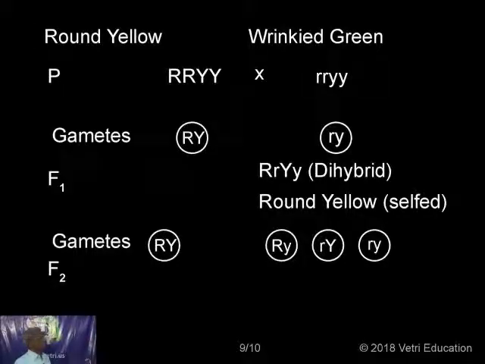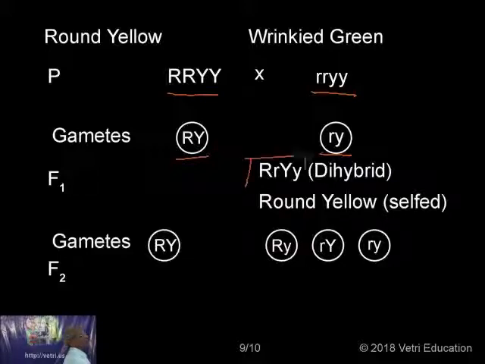See this yellow round, green wrinkled. When they are crossed, you get this yellow round, green wrinkled. These are the two types. This is one gamete producer. This is another type of gamete producer. When they combine, you get this plant. All of them are yellow round. So this yellow round is self-fertilized.